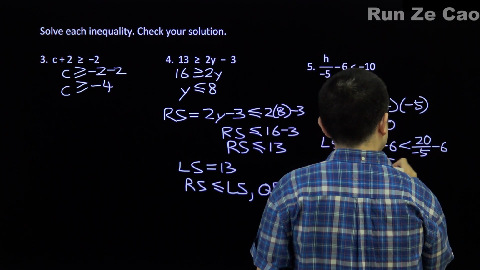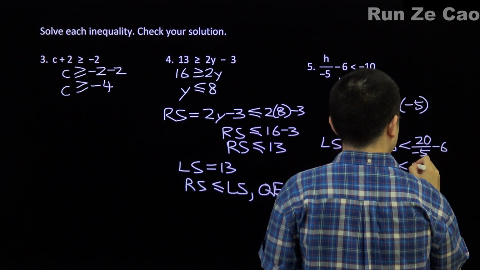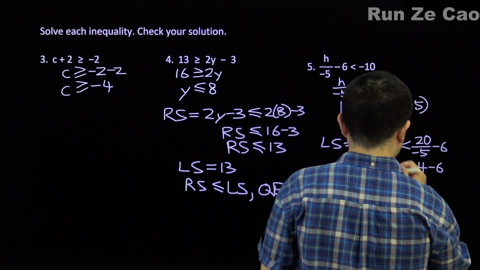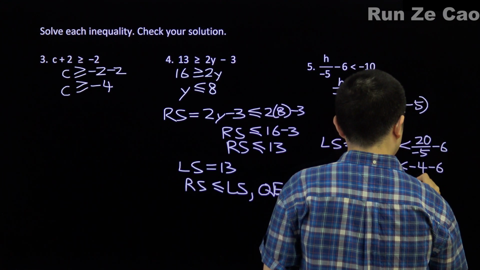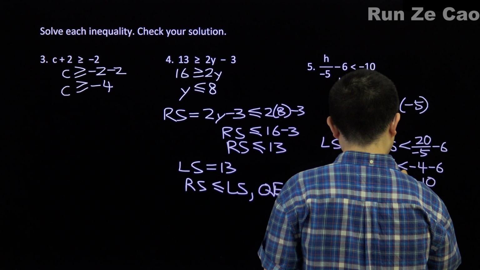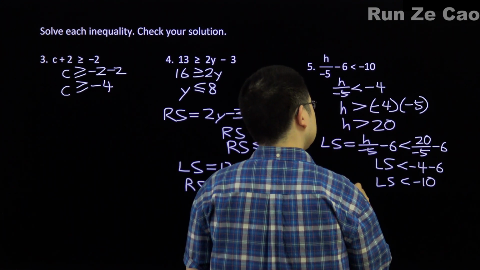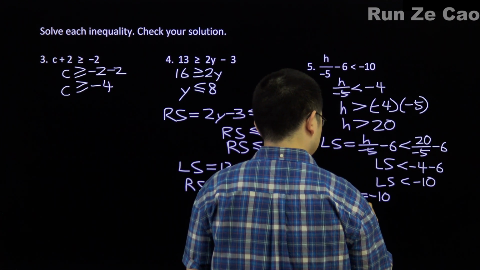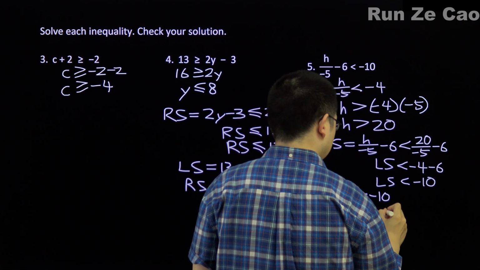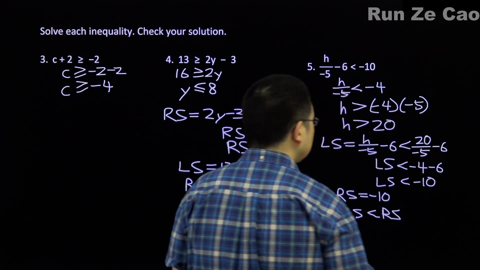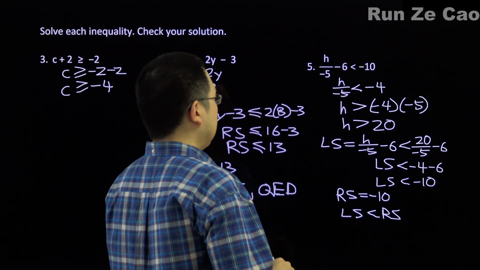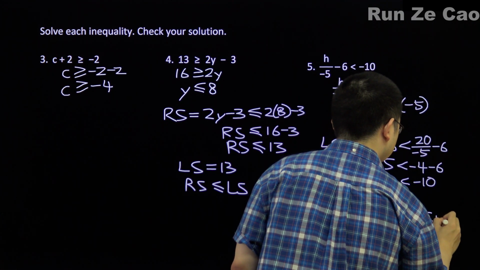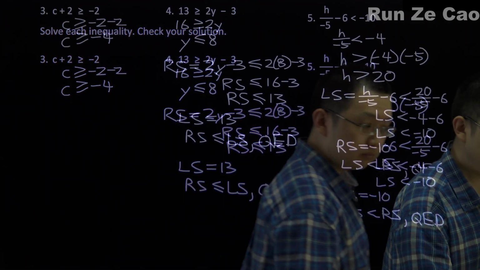So left side is less than negative 4 minus 6. So it's less than negative 10. Right side is equal to negative 10. So left side is less than right side. And that's QED. What's been asked has been shown.